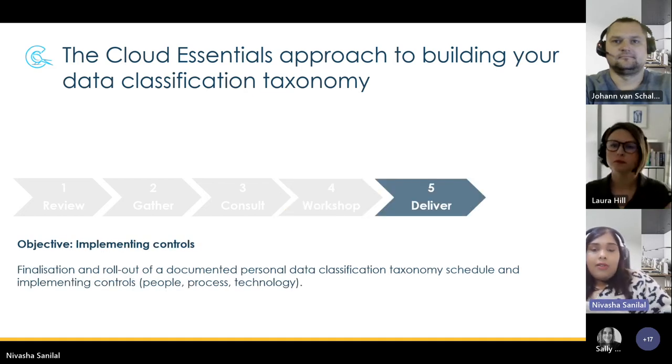And last but definitely not least, because just like with everything risk and compliance related, there's always room for improvement. These are working documents. You're expected to review and update and monitor these things. But our phase five is delivering. So here your overall objective is implementing controls and finalizing the rollout of that documented personal data classification taxonomy schedule and implementing your controls again that cover people, process, and technology. This phase should also make provision for the creation of new labels or technology enhancements as you go along.